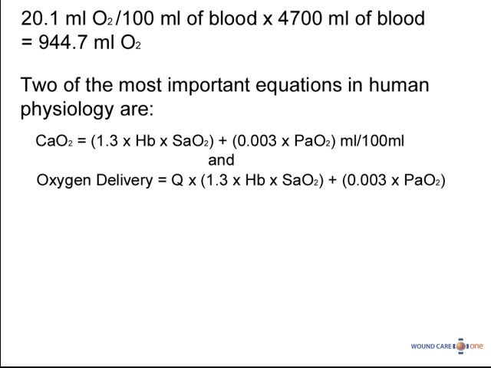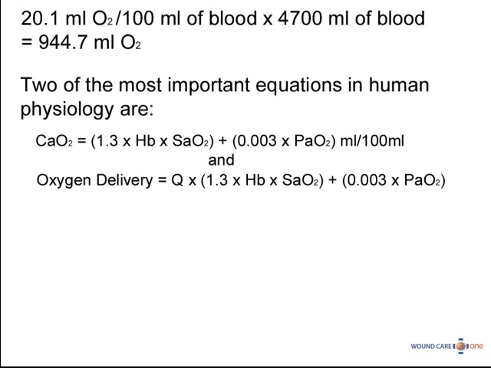CaO2 is the content of oxygen in arterial blood. Hb is the serum concentration of hemoglobin. This value can be obtained when one orders a lab test. The SaO2 is the percent saturation of oxygen in the hemoglobin molecule. This is nearly 100%, but it has many things that affect it, like how acidic is the blood. And the PaO2 is the amount of arterial oxygen in the total oxygen of the blood.